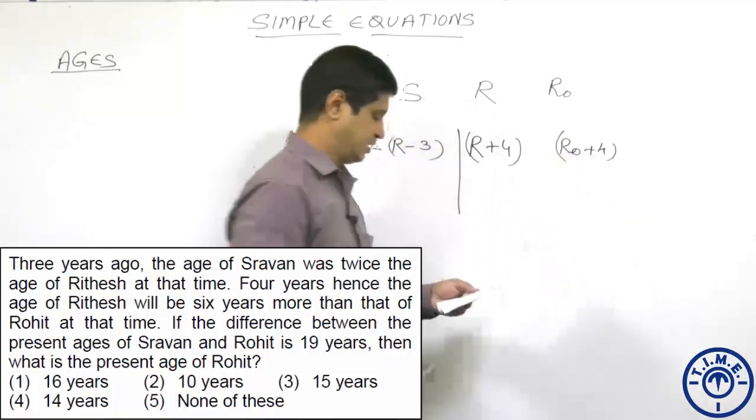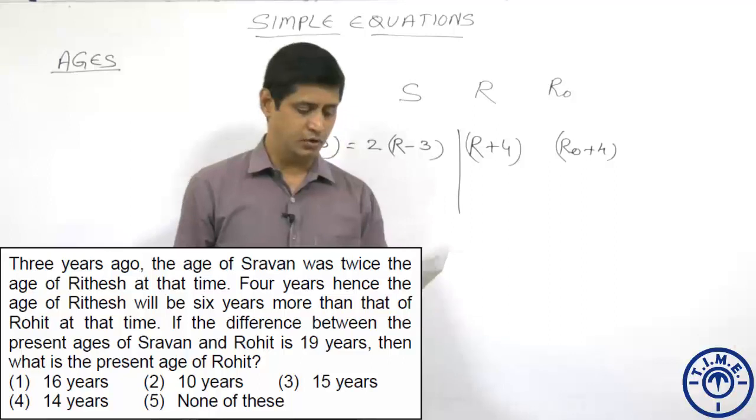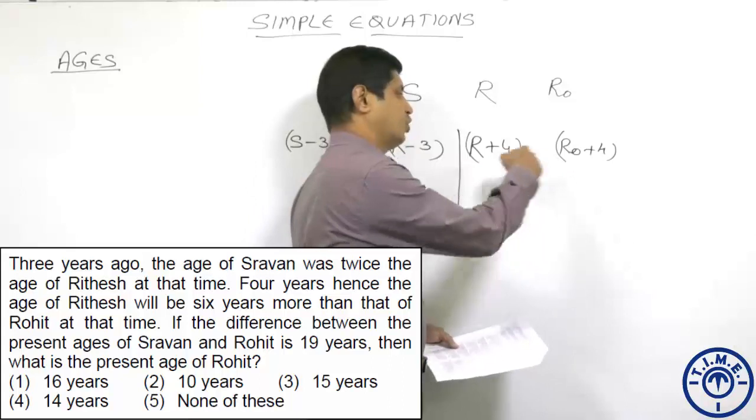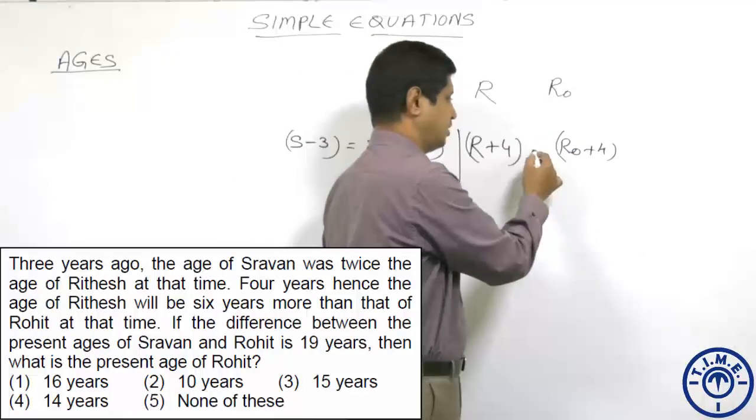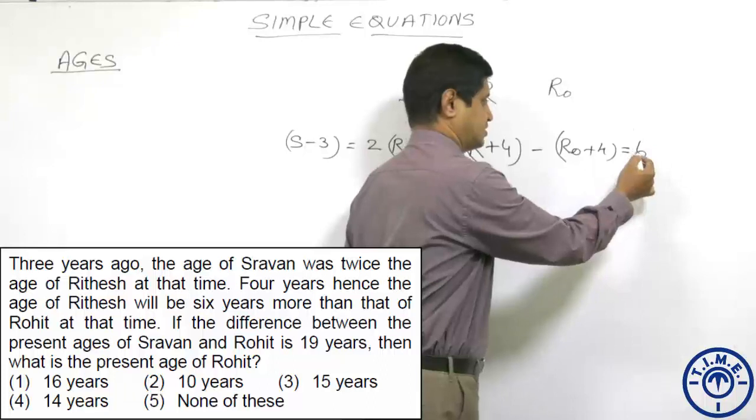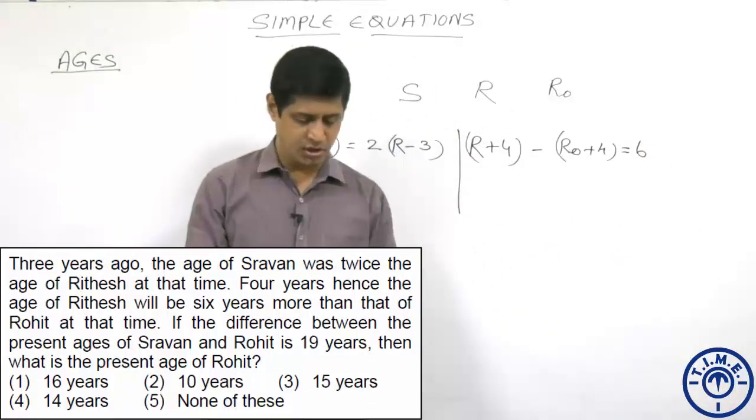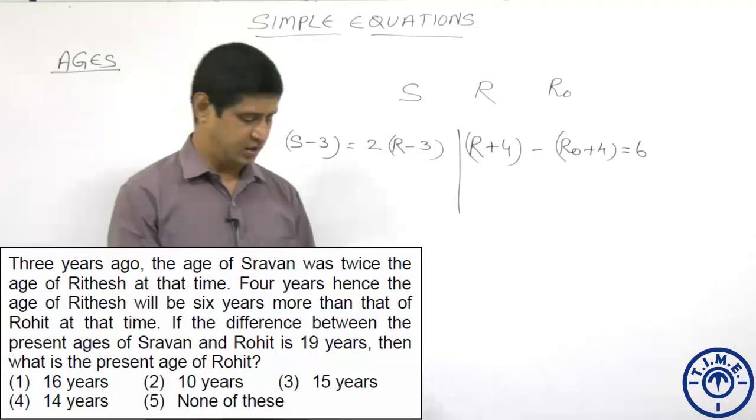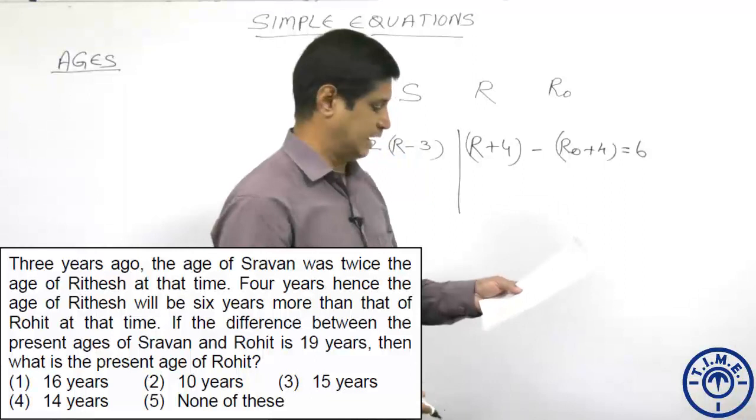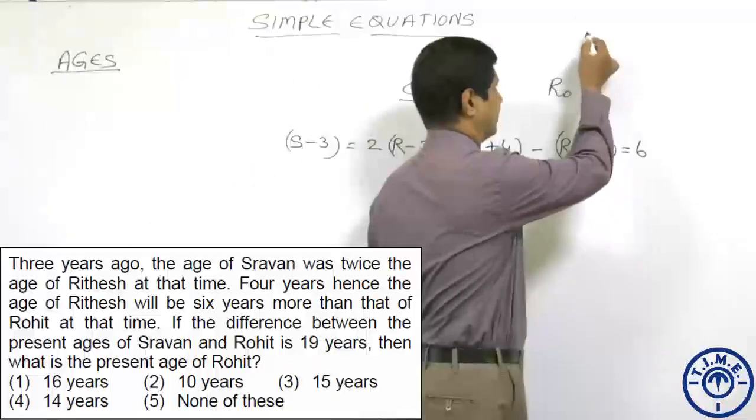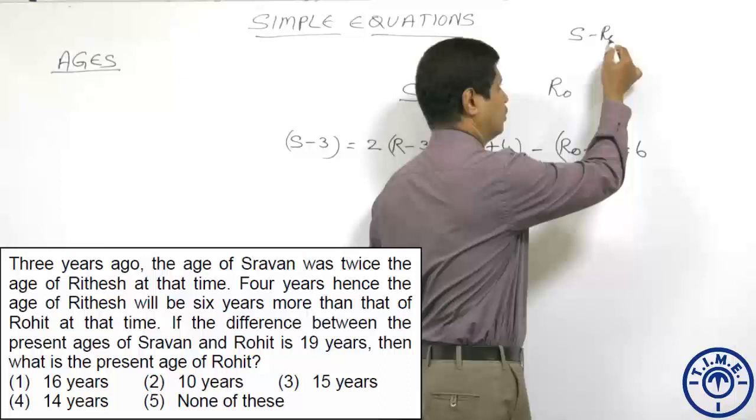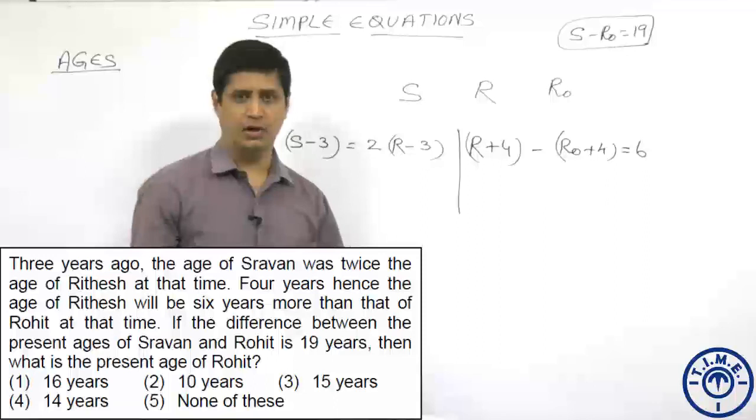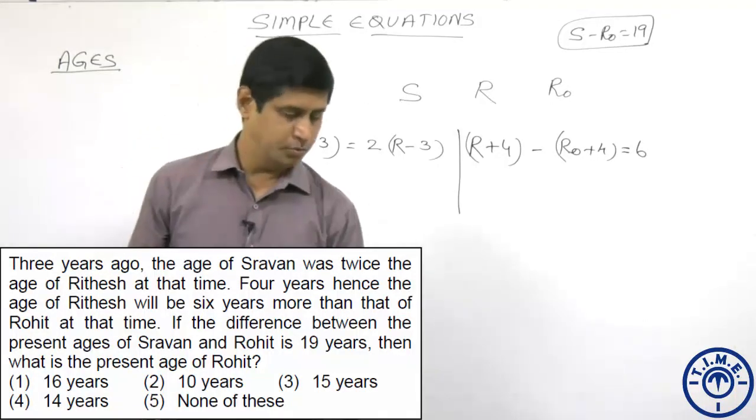Now, what is the relation here? Ritesh will be 6 years more than Rohit at that time. So the value of Ritesh is more than this value by 6 years, means the difference of these two values is 6. What is the other condition here? The difference between the present ages of Shravan and Rohit is 19 years. So Shravan is S, Rohit RO, the difference is 19 years. So, these are the 3 conditions. Now, what to find? Rohit's value is to be found.